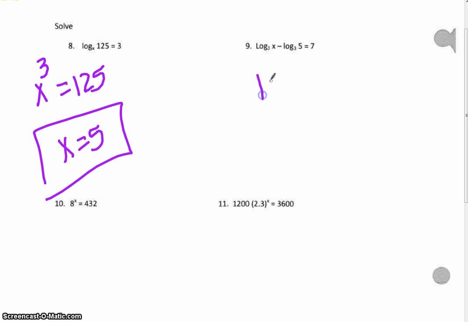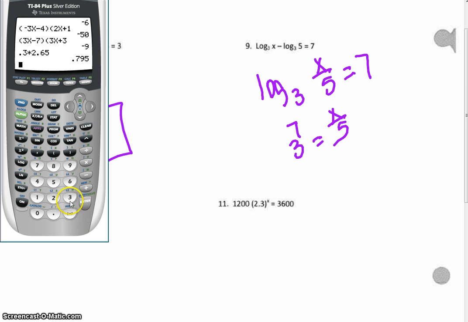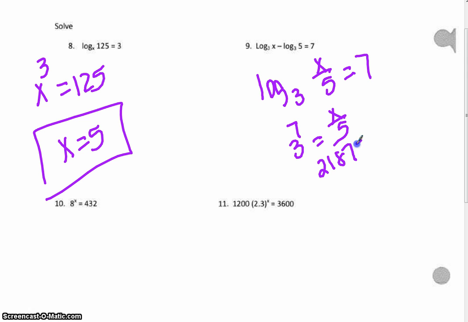Subtraction becomes a fraction, so this is log base 3 of x over 5 is equal to 7. If you only have log on one side, you have to rewrite it in exponential. So 3 to the 7th is equal to x over 5. Take your calculator, and 3 to the 7th is 2187, which is equal to x over 5.